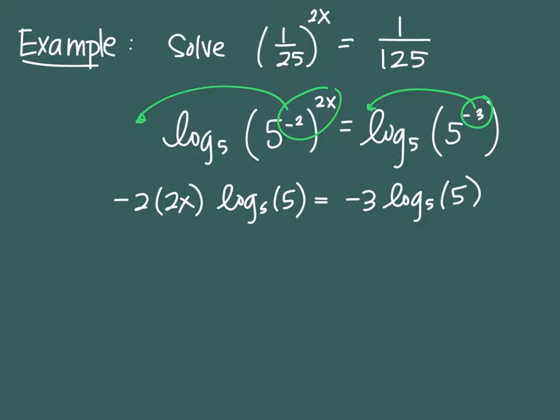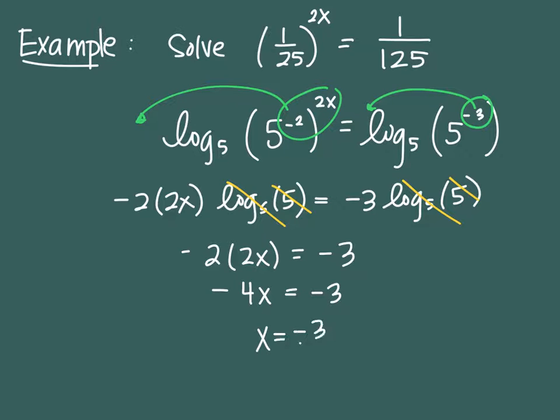Which means my log base 5s of 5 reduce out, leaving me with -2 times 2x equals -3, which is negative 4x equals negative 3. So x is negative 3 divided by negative 4, which reduces to 3/4. Are you getting that? Are you following it now? Have we seen it enough times? Repeat, repeat, repeat. Okay, let's try something new.